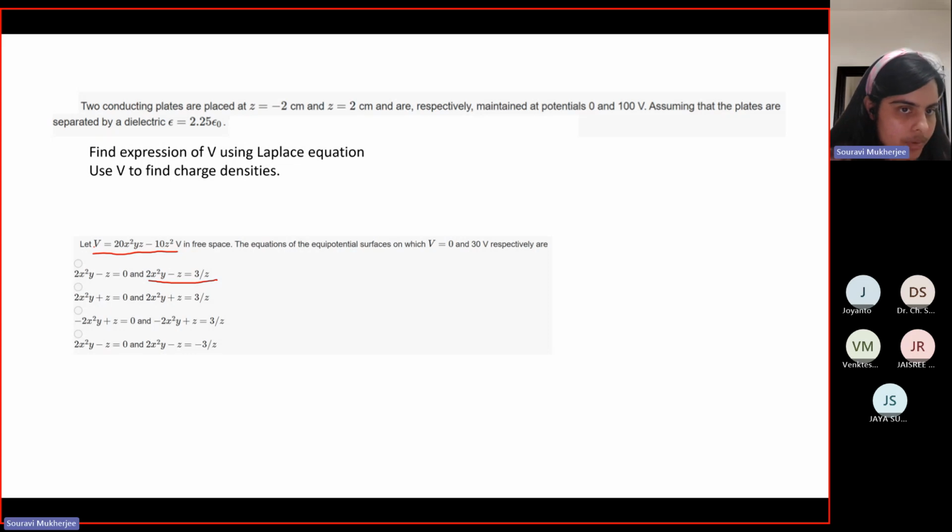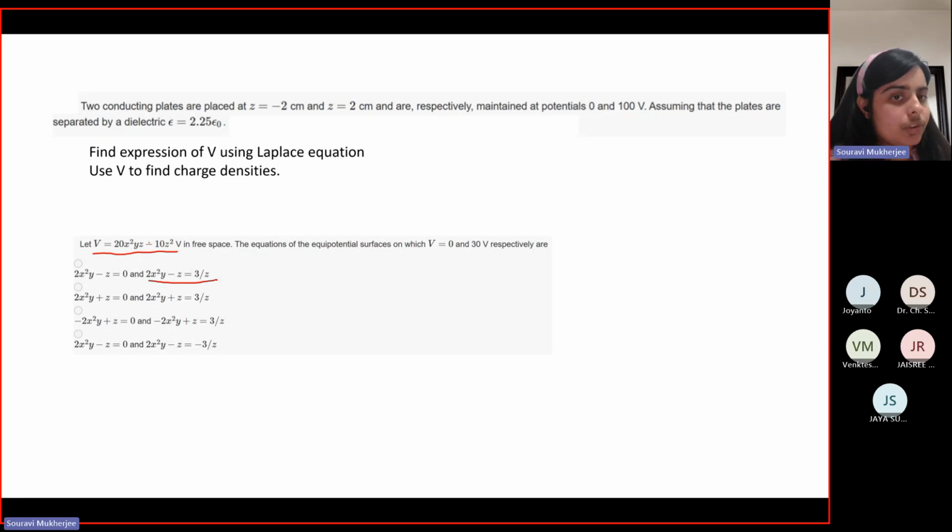Each of these terms will be a function of x, y, and z. Try to put the values of x, y, and z which you got from this expression, right? Any two of the terms will be given, and you have to find the other. Once you do that, put the values of x, y, and z, and that will give you the expression of the electric field, right?